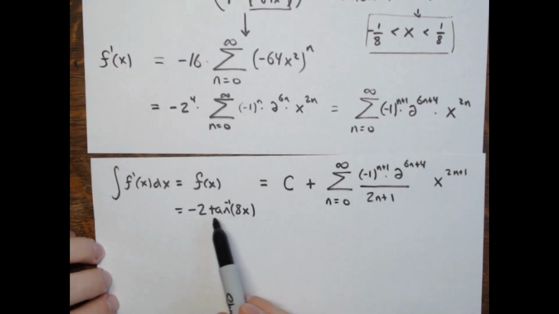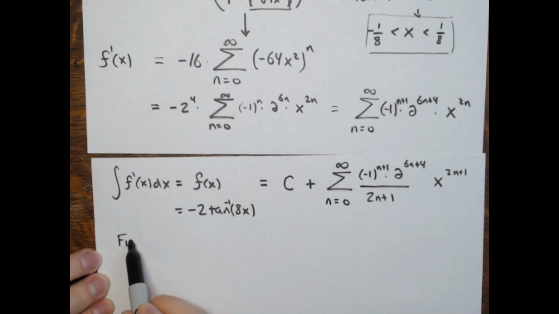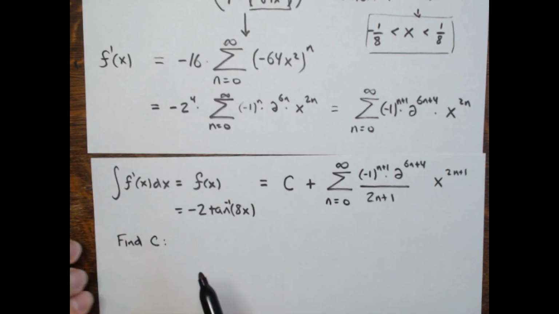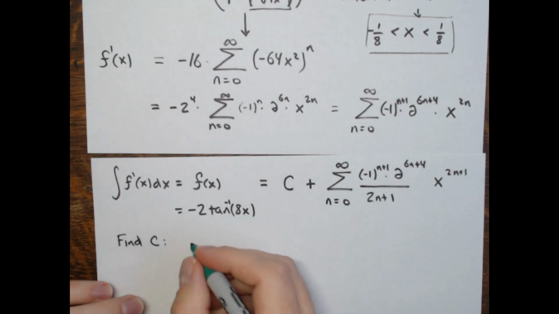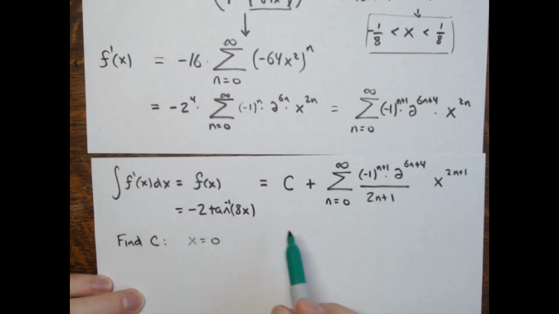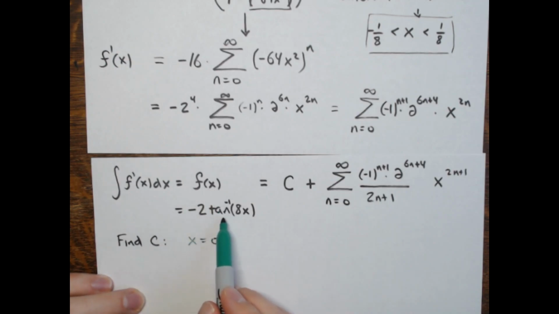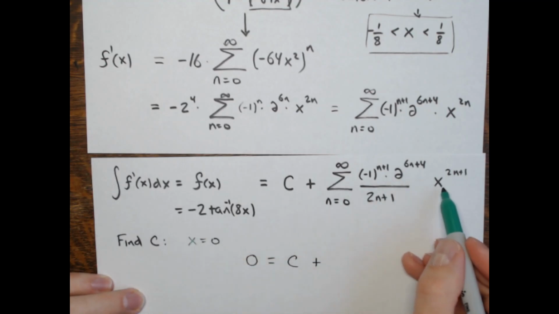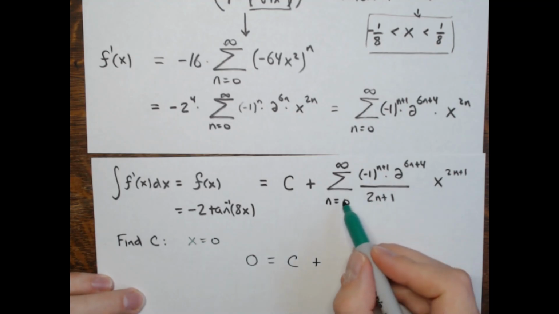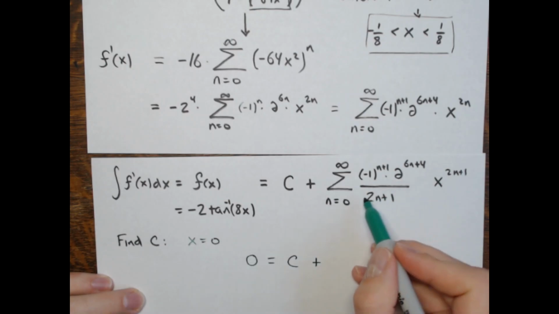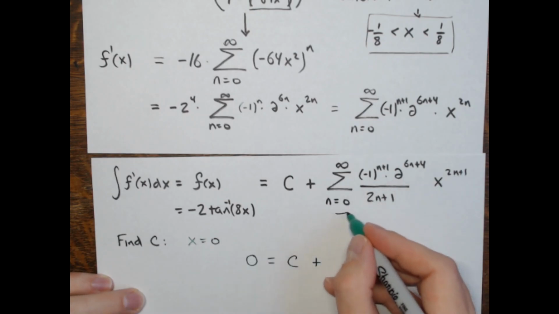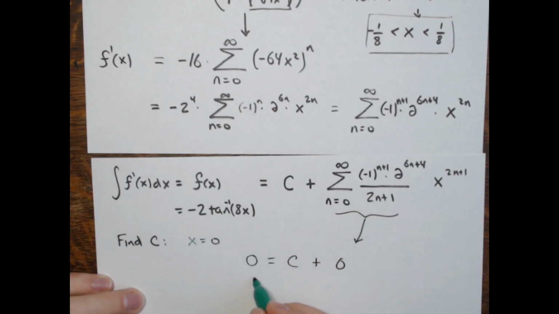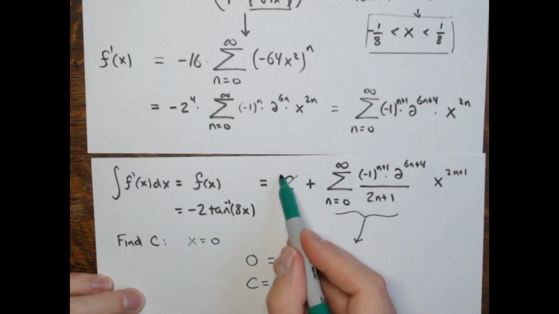Now, to easily find that constant c, we can plug in a nice value of x, and a nice value here would be x equals 0. If x equals 0, negative 2 times the inverse tangent of 0 is 0, so I have 0 on the left equals c plus, and when x equals 0, every single one of these terms would be 0. When n equals 0 you'd have x to the first, then x cubed, then x to the fifth. Everything over here becomes 0, so we get c equals 0. That's nice. That gets rid of this constant.